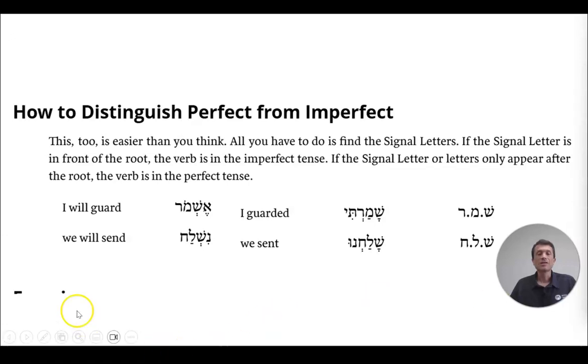Okay, so in general, how do you distinguish a perfect from an imperfect? Well, really the signal letters are what tell you. If the signal letter is at the beginning of a root, it has to be an imperfect. If the signal letter only appears at the end of a root, it has to be a perfect. If there's nothing on the front and there's only something on the end, it's a perfect versus an imperfect. So again, my advice is be patient with yourself. This is one of the more difficult parts of learning Hebrew, being able to recognize these weak, drop letter imperfects. And as I said, you'll get lots of practice with it in your homework this week.